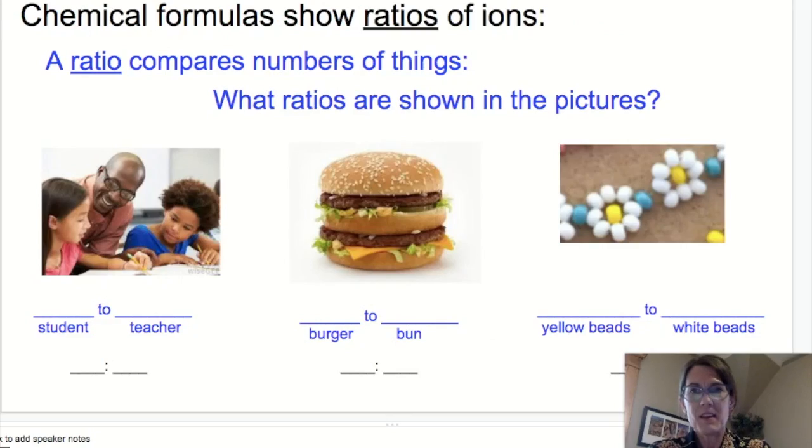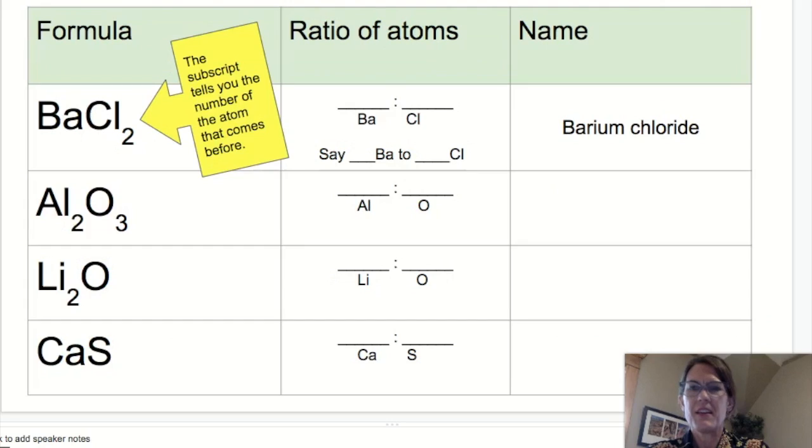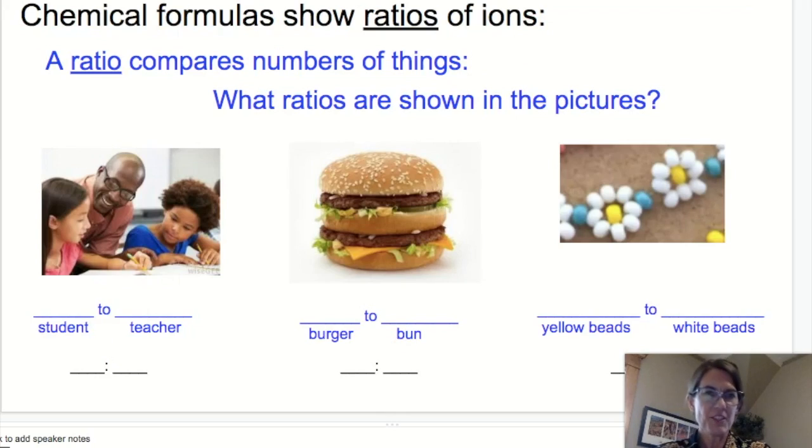The formula, though, gives you a little bit more information. Formulas show ratios of ions. And so remember the formulas, I'm just going to jump ahead here. They often have these little numbers. So the formula also gives you a little more information than the name does. It tells you the ratio of the ions that are in that compound. And just a little background, a ratio always compares numbers of things.